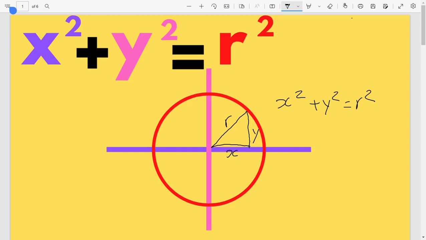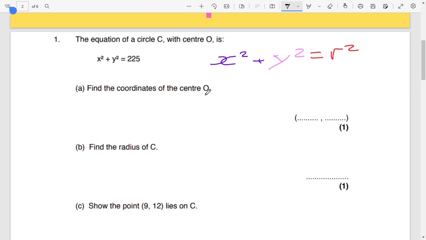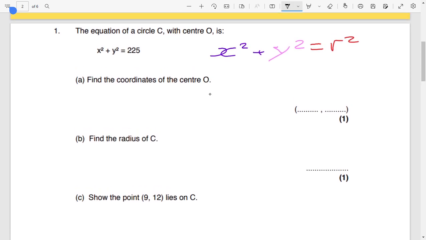Now let's go through some quick questions that you might see in your GCSE exam or practice about this. The equation of a circle C with the center O is x squared plus y squared equals 225. Now remember, an equation of a circle is x squared plus y squared equals r squared. So find the coordinates of center O. Now, as I said earlier, we are only looking at circles that have a center in the middle of the axis. So all of the centers are going to be 0, 0. Find the radius of C. So we know x squared plus y squared equals r squared. So r squared equals 225. So we need to find out what the square root of 225 is to find out what r is, okay? So, square root of 225 equals r.